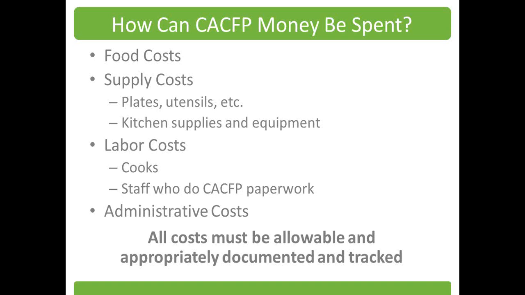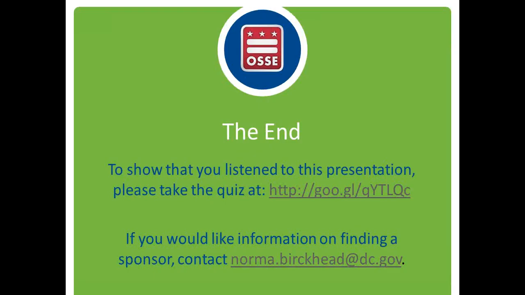Speaking of documentation, it's extremely important to make sure that all of your costs are appropriately documented. In most cases, that means an itemized receipt or invoice. It can also mean payroll records to document labor costs. You also need to track your expenses to show how you're spending your CACFP reimbursement funds. And again, please remember that your CACFP reimbursements may not cover 100% of your costs. We will talk more about this in later trainings.